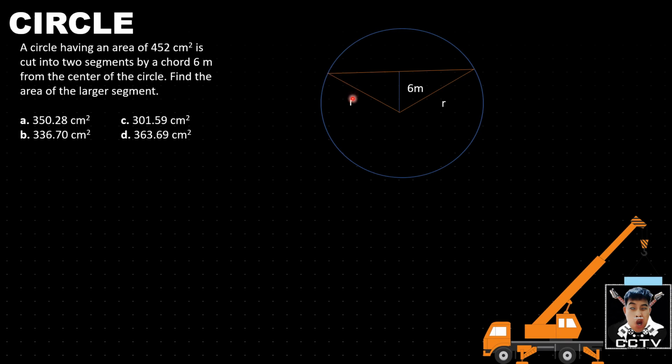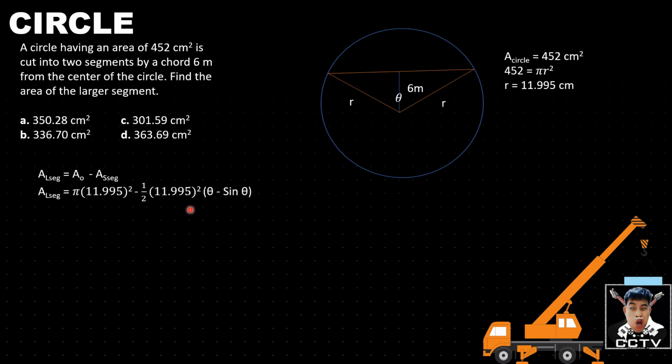And radius. And we all know theta. And kukuha natin yung given ng circle dito. And that is, makukuha mo yung radius, 11.995. And of course, the area of the larger segment is equals to area of the circle minus the smaller segment.